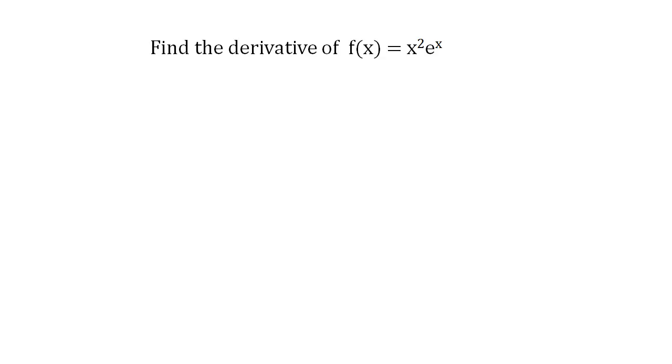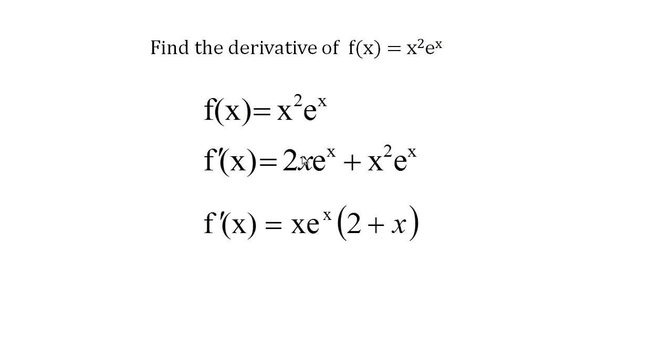Let's find the derivative of f of x equals x squared e to the x. Now we look at that and we realize it's a product of two things, so we're going to have to use the product rule here. So the derivative of this function is going to equal the derivative of the first part, the derivative of x squared is 2x, times the second part, plus in the second term we're going to use the first part times the derivative of the second part. Since we only have two parts, we can stop here.